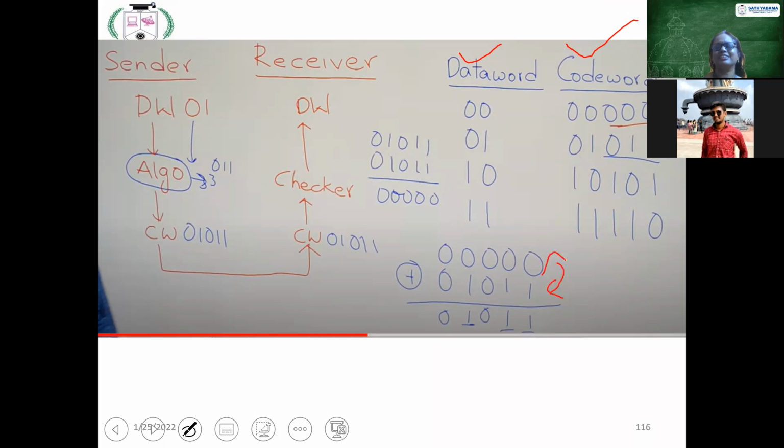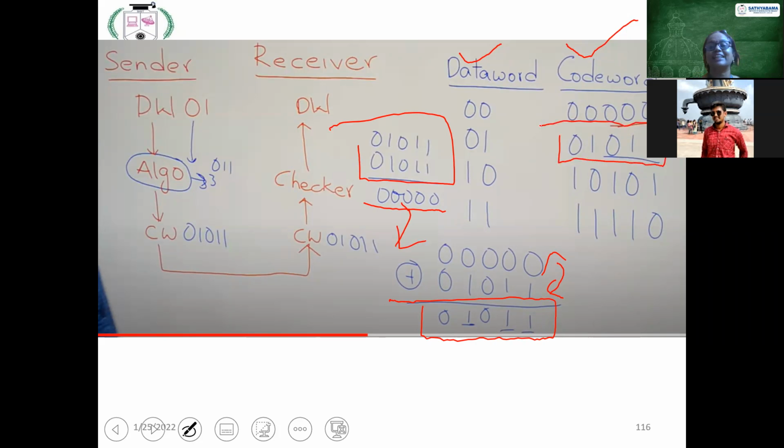I told you this concept already, modulo 2 arithmetic. If both bits are the same, what will be my XOR value? For same, it's 0. For different, it's 1. So this is 0 1 0 1 1. This will again be performed with that value. If I get XOR 1 1 0 1 1 0 0 0 0, so if all are 0, then I can say that my code word received is correct.